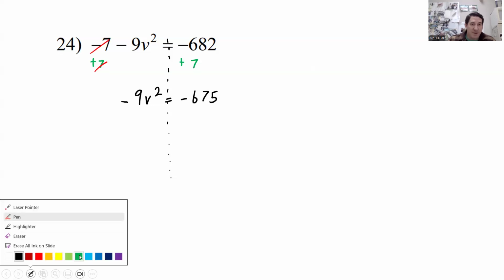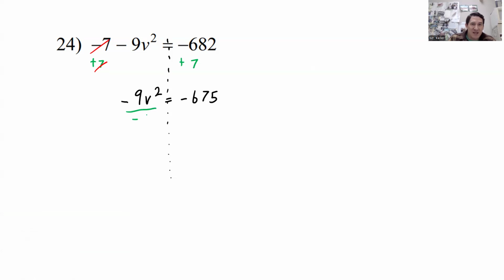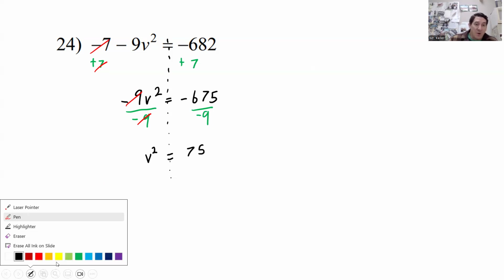Next step, I'm going to divide both sides by negative 9. The times negative 9 divided by negative 9 cancels out. So you're left with just v squared. Negative 675 divided by negative 9. So the negative divided by negative is going to make it a positive. That's 75.